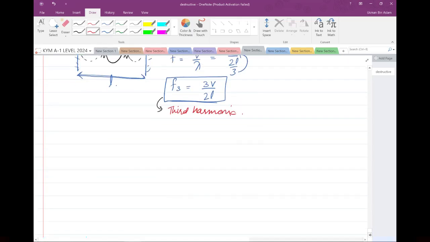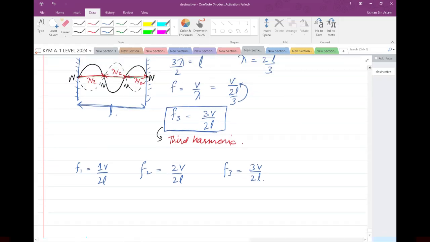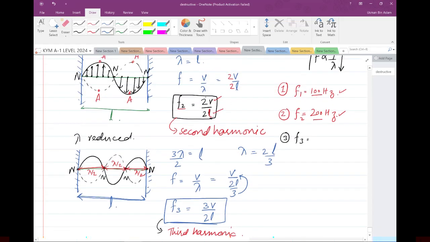Now I'm going to write all three formulas together, and then I'm going to make a general formula for you. F1 was equal to 1V by 2L, F2 was equal to 2V by 2L, and F3 was equal to 3V by 2L. Do you remember that I multiplied the speed with a 2 and the length with a 2 as well?